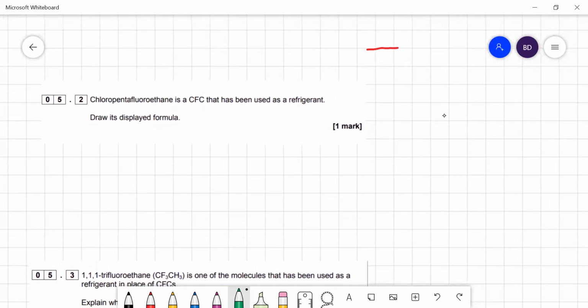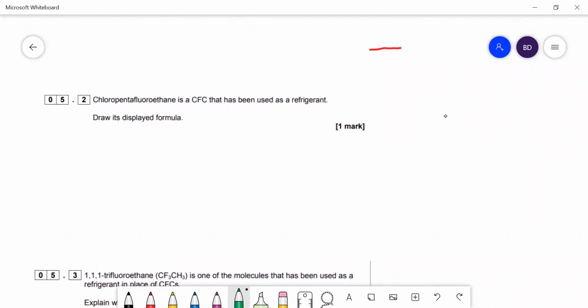Chloropentafluoroethane is a CFC that has been used as a refrigerant. Draw its displayed formula. So it's ethane, so it's got to have 2 carbons. It's got 1 chlorine on it, so it can go on either carbon, doesn't matter which, and 5 fluorines, so it's going to have 5 Fs. There's only going to be 1 isomer of that. Okay, displayed formula, you've got to show every bond, of course.